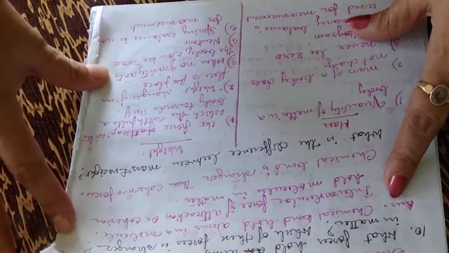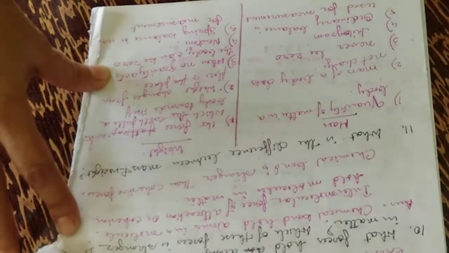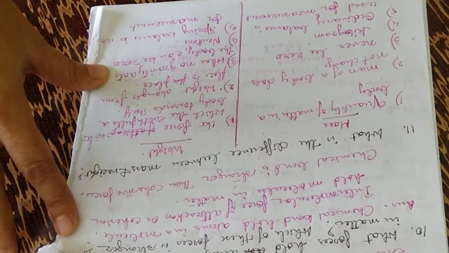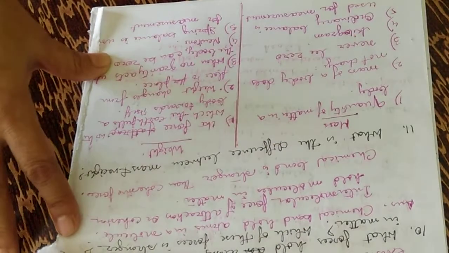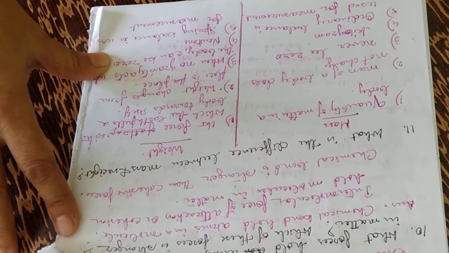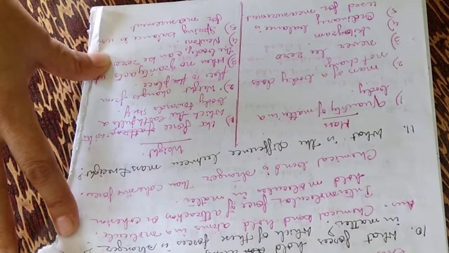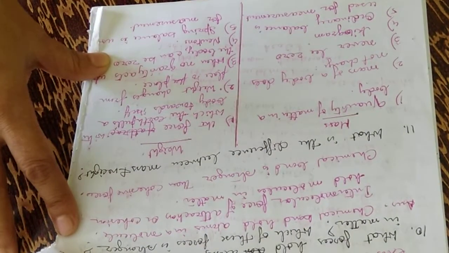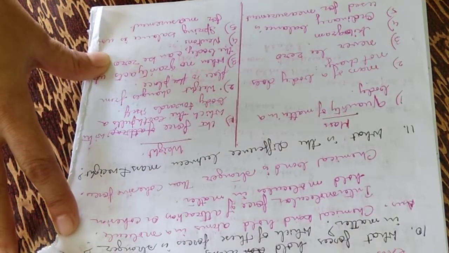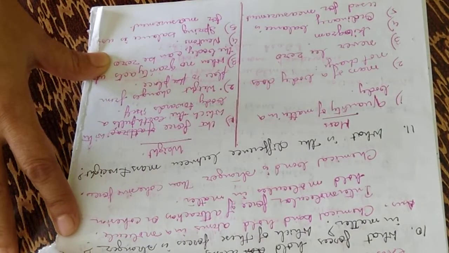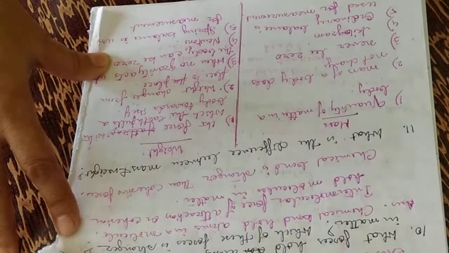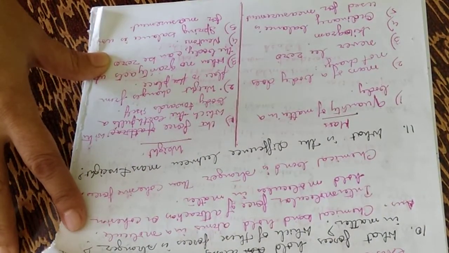Now, what is the difference between mass and weight? Mass is the quantity of matter in a body, whereas weight is the force with which the earth pulls the body towards itself. Mass of a body does not change, but weight changes from place to place, because weight depends on the force of attraction of the earth, that is gravitational pull. As gravity changes from one place to another, weight also changes.